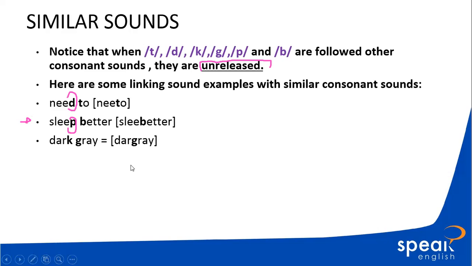This is an unreleased sound. What about number three? The next sound is dark and then gray. The sound of the letter K is right here. So how do I read it? Can you help me? Dark gray. Exactly, dark gray. So I don't release the sound of the letter K because the next word starts with a consonant sound. Dark gray, you see?